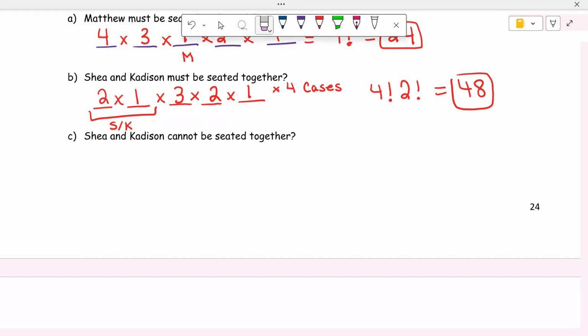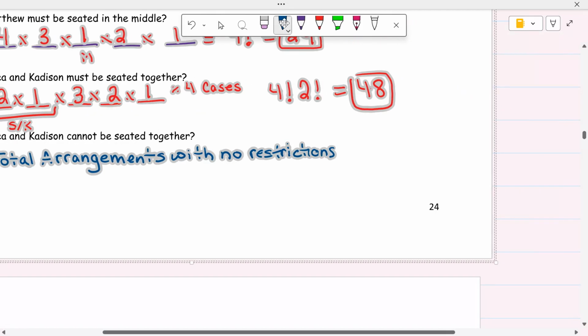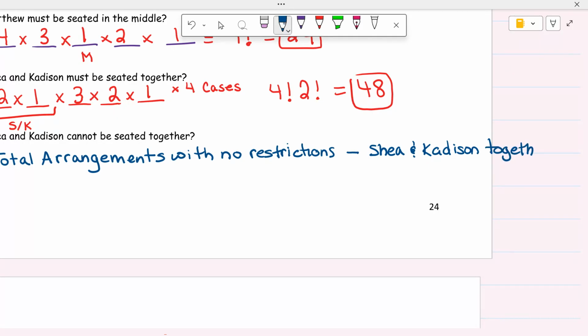We're going to find total arrangements with no restrictions on any of the kids. So this is kind of our thought process. So it's total arrangements with no restrictions. Right, and we're going to subtract Shea and Caddison together. Can we all picture that that would work?